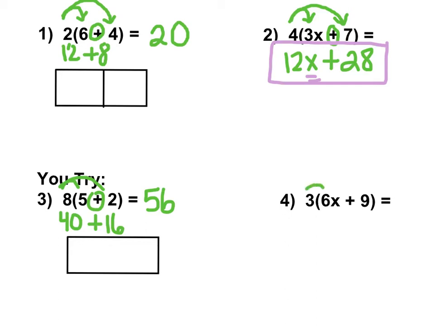On number 4, we're going to distribute the 3. We do have this plus sign, so we know there's going to be a plus in our answer. 3 times 6x is 18x, and 3 times 9 is 27. Again, we can't combine those two because one has an x and one does not.